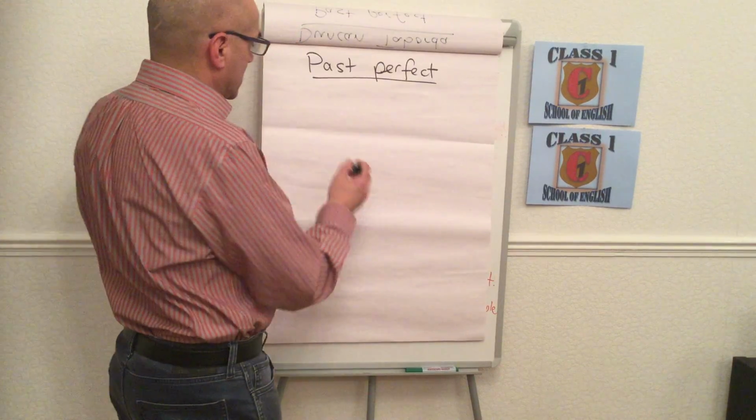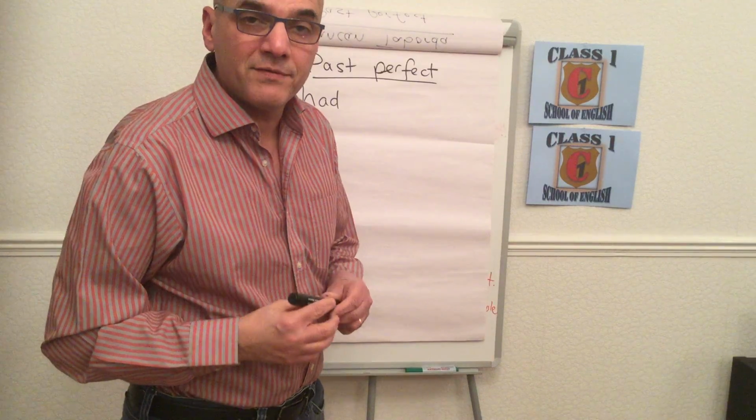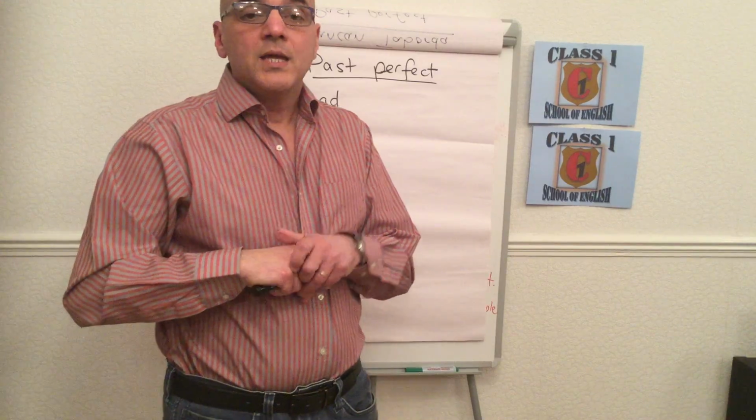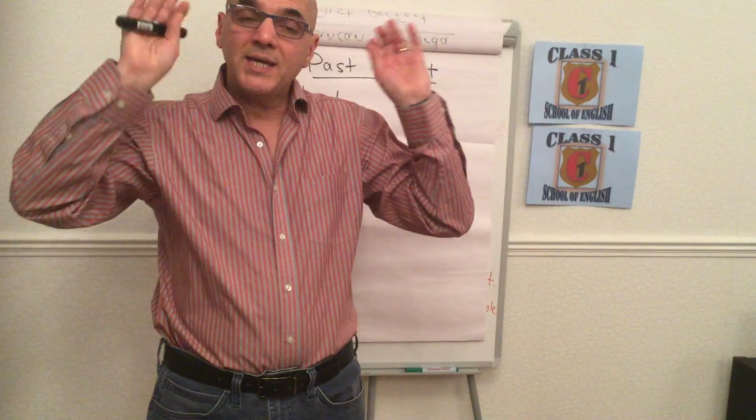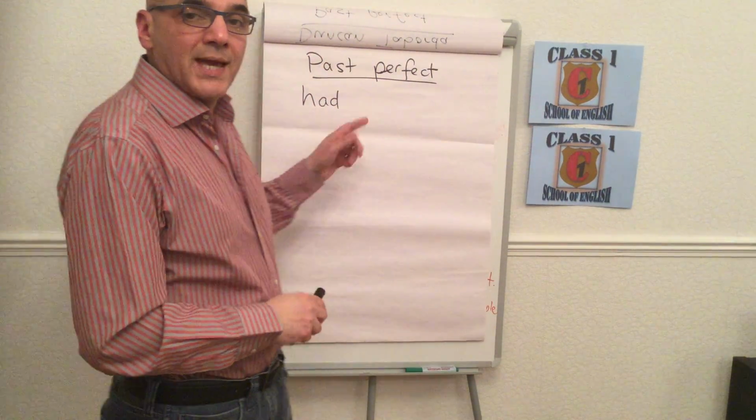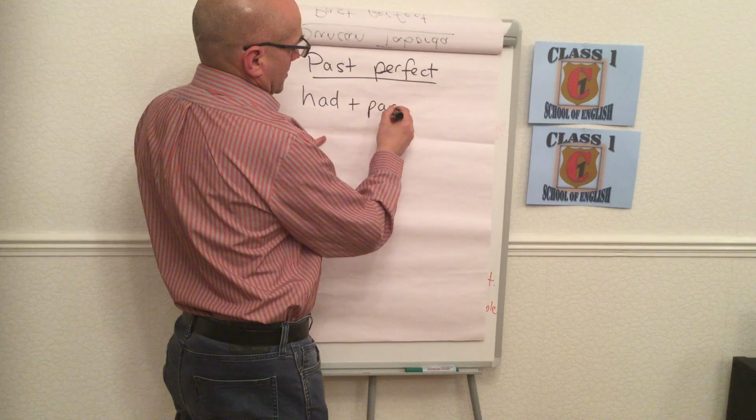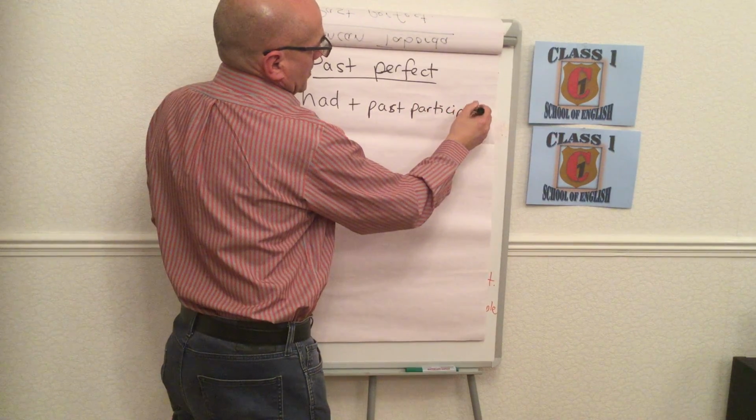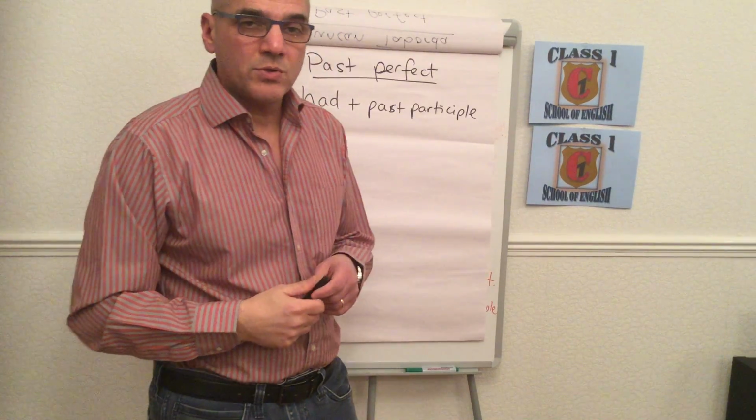So the past perfect is formed by using the past tense of the verb to have. The best thing about the past tense of the verb to have is that you don't have to change it. For I, you, we, me, he, she, it, doesn't matter. It's always had, never changes. So you're going to use had plus the past participle of the verb.